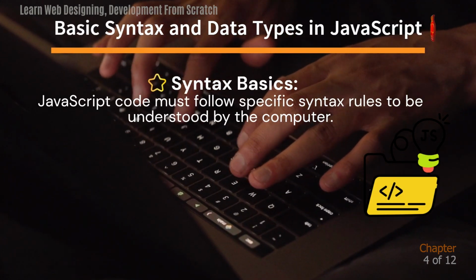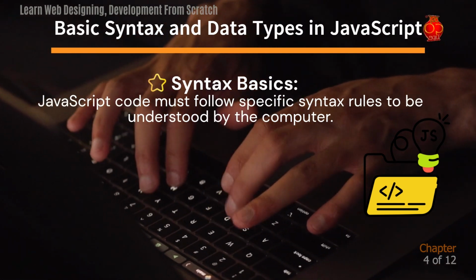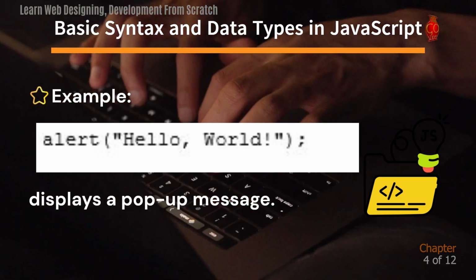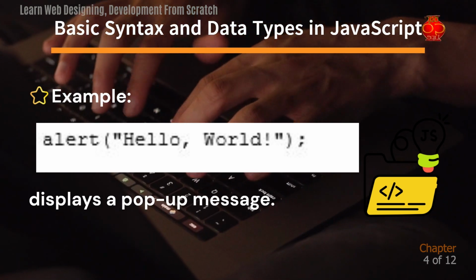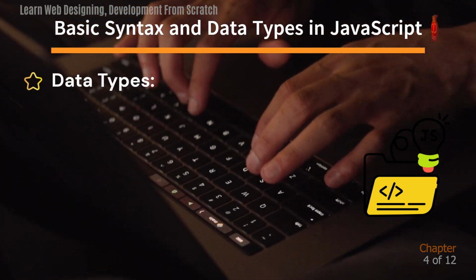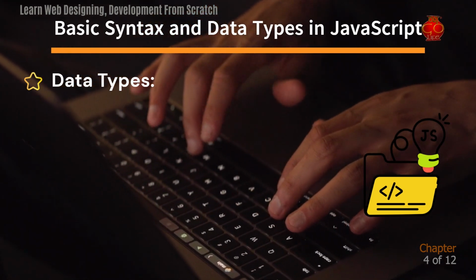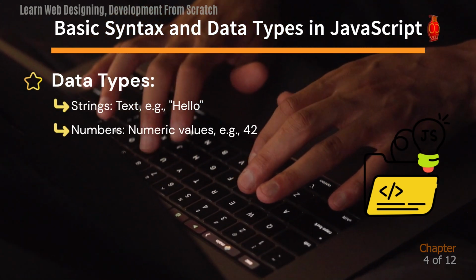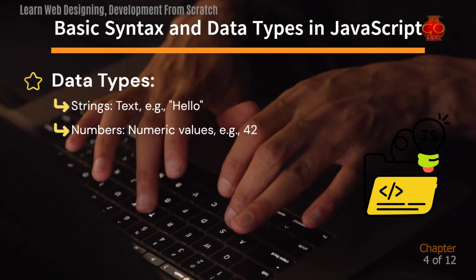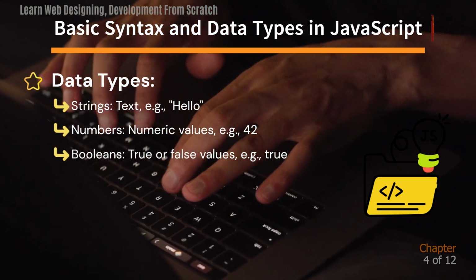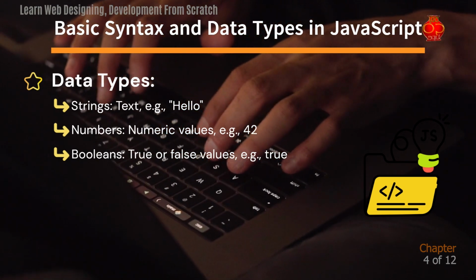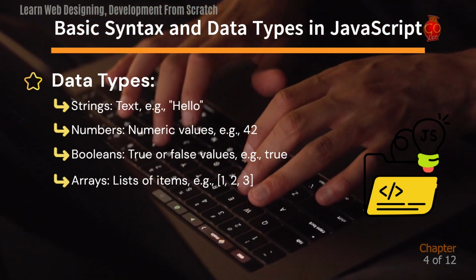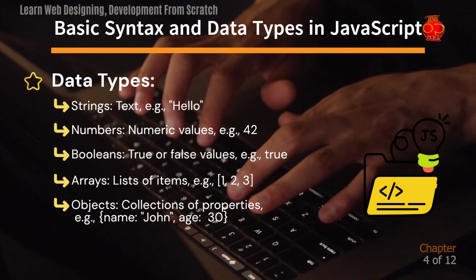Syntax. JavaScript is written in a specific way that the computer can understand. Here's a simple example. This code shows a pop-up message saying, "Hello world." Data types. JavaScript works with different kinds of data, such as strings, text like "hello"; numbers, numeric values like 42; booleans, true or false values like true; arrays, lists of items like 1, 2, 3; and objects, collections of properties like name: John, age: 30.